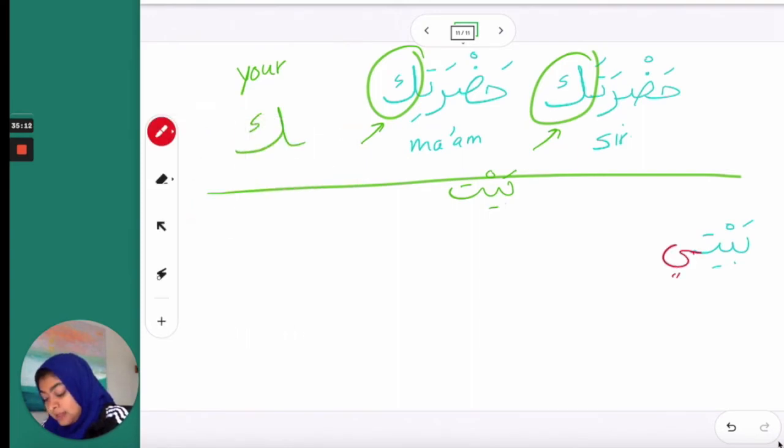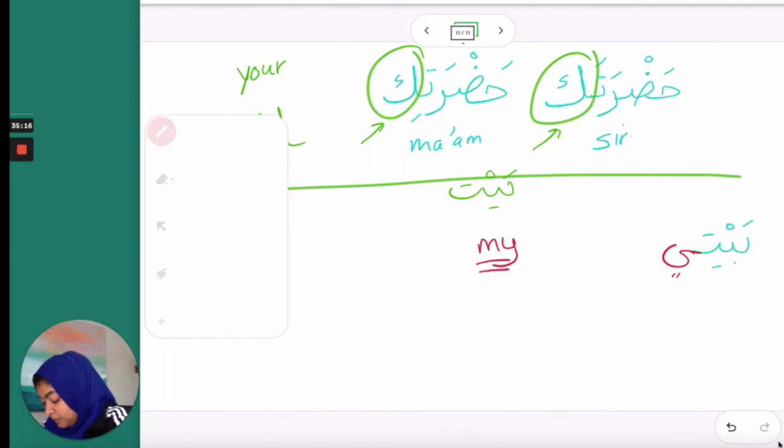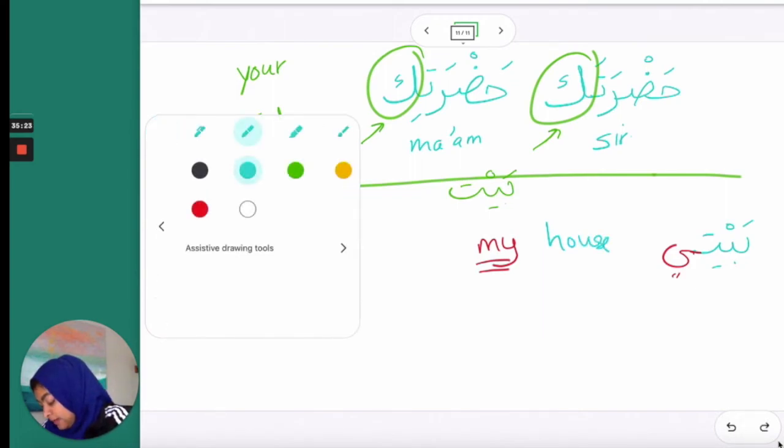We add a ya to the end, and it makes it my house. Right? Now, if I wanted to, just keep the same color.